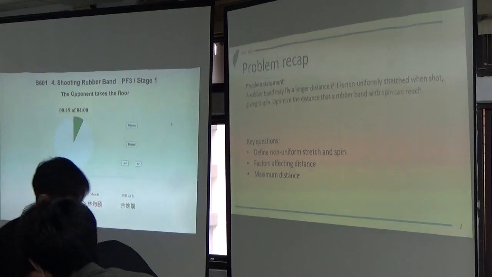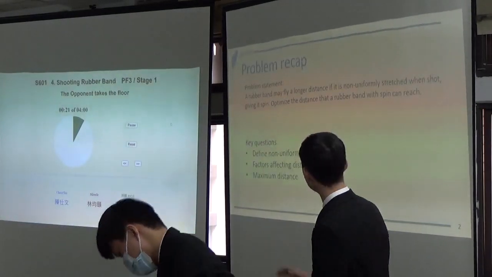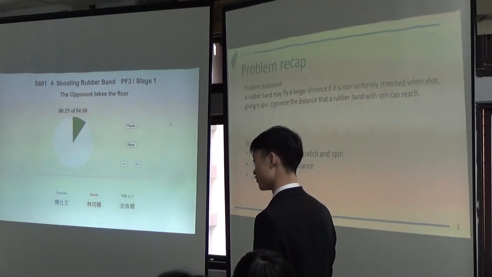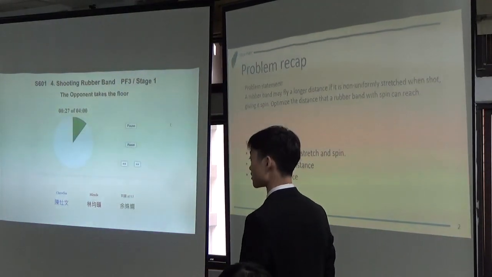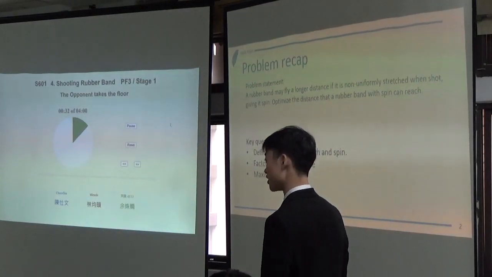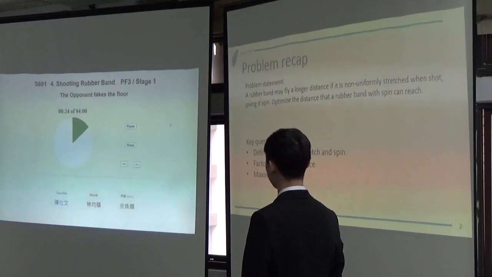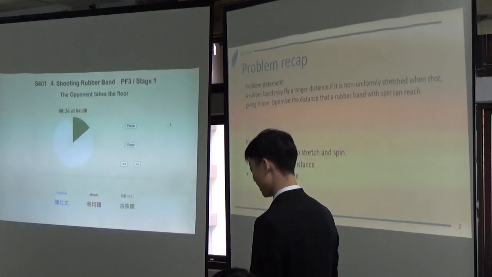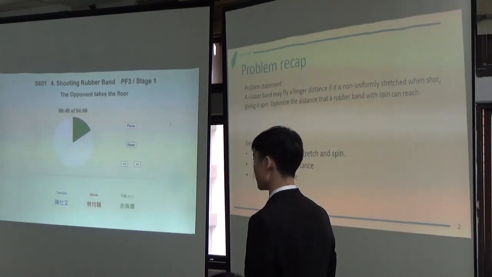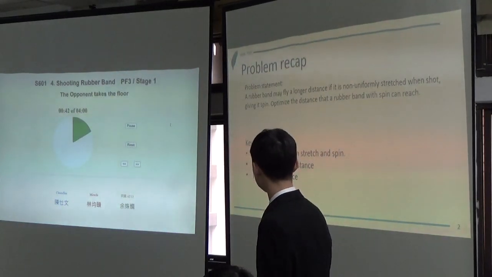So for a problem recap, the problem states that a rubber band may fly a longer distance if it is non-uniformly stretched and given spin. So we think that the key question is firstly to define non-uniform stretch and spin. Next, we want to study the factors affecting the maximum distance. We think that is the highlight of the question.